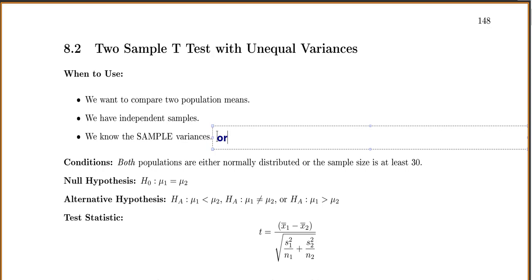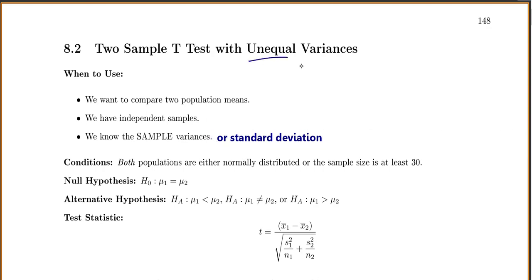Now when I say variance, it could be standard deviation, because standard deviation and variance are the same thing. Standard deviation is just the square root of variance, or variance is standard deviation squared. So it doesn't matter which one they give you. Okay. You'll also notice here it says unequal variances.